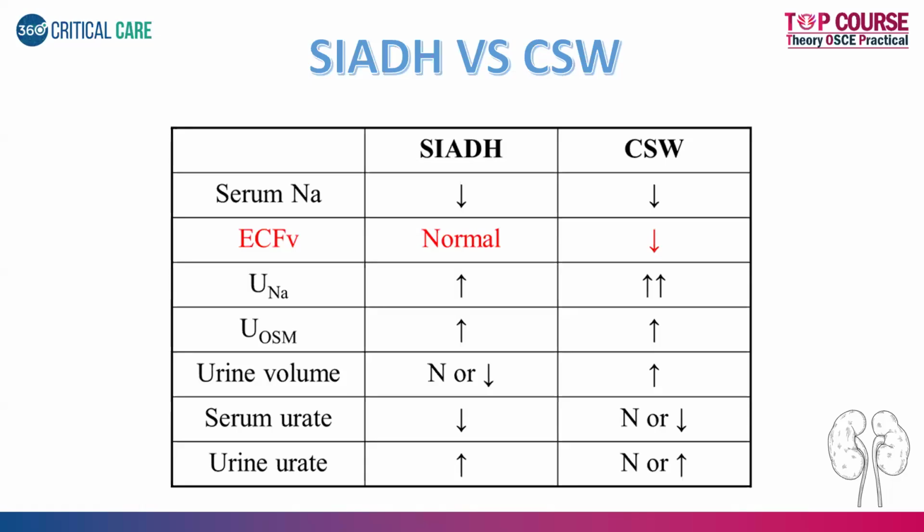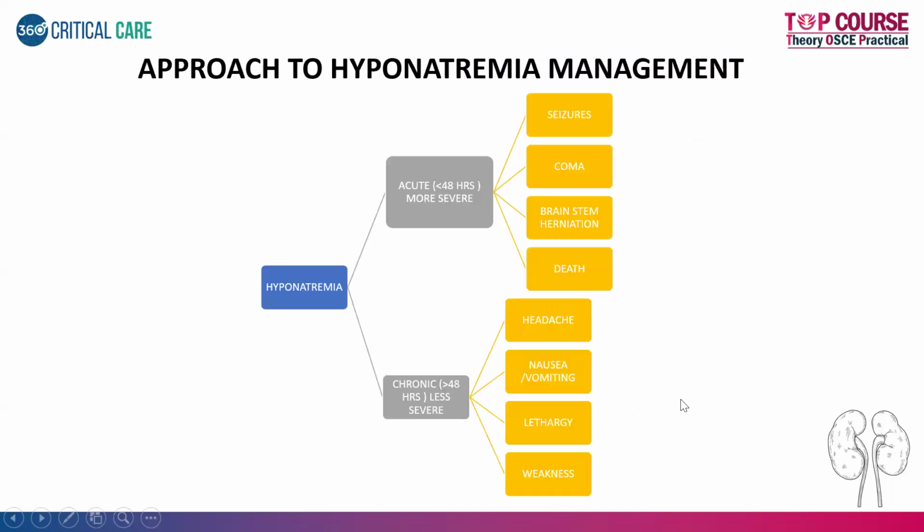Urinary volume can be normal or decreased in SIADH, but urinary volume will be more in cerebral salt wasting because of natriuresis. I also mentioned earlier that serum urate can add to this. Sometimes it can be normal in cerebral salt wasting, but usually in SIADH it is decreased. Urinary urate is increased in both conditions. The most important thing to notice is the volume: euvolemia in SIADH, hypovolemia in cerebral salt wasting. Urinary volume in SIADH can be normal or decreased, but in cerebral salt wasting it will be high. This is something you need to keep in mind.